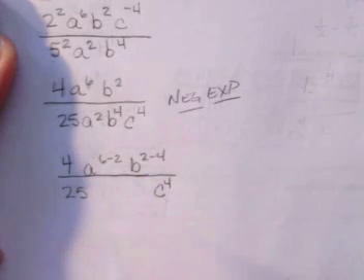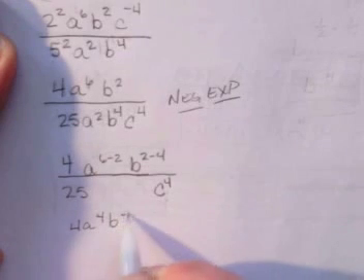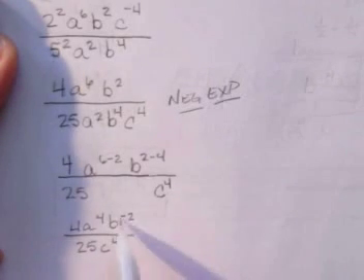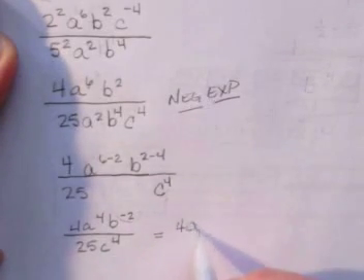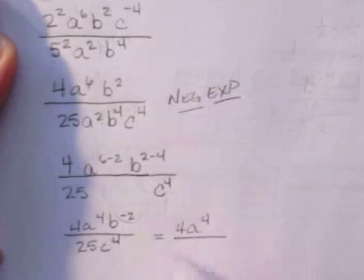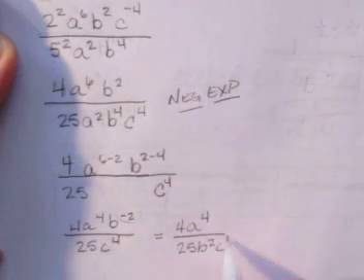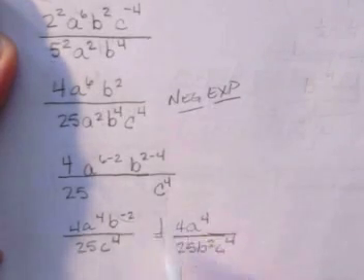So let's do this subtraction. 4a to the 4th, b to the negative 2, over 25 c to the 4th. But notice now that in dividing, I've introduced another negative exponent that I need to take care of. So I'm going to cross the line and change the sign. And my final answer is going to look like that.